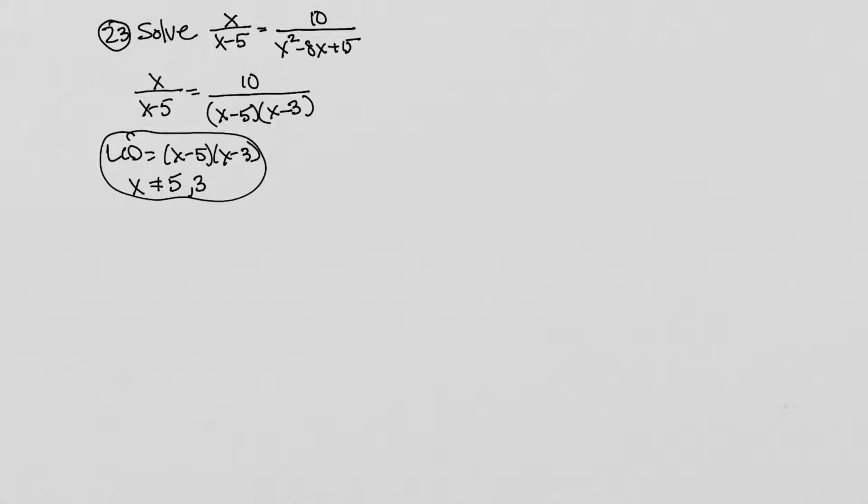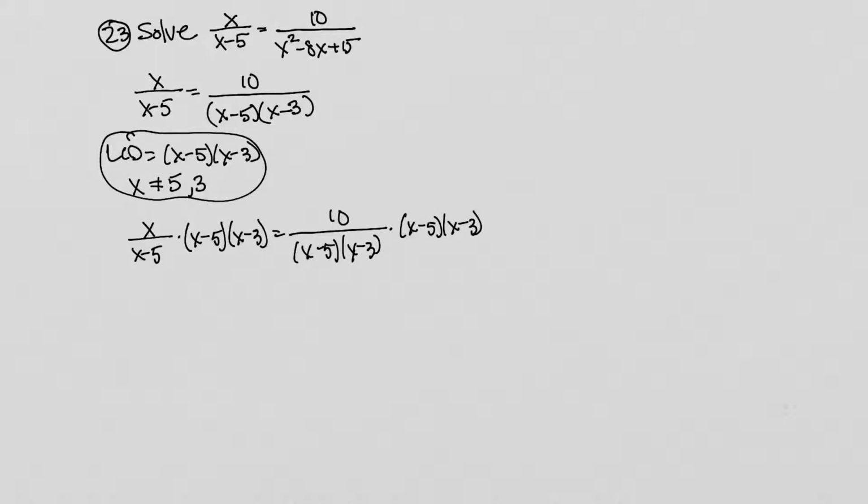Now, let's multiply each one of the original terms by the LCD. I'm going to put the LCD here, and I'm going to put it here. So we will get x over x minus 5 times the LCD, x minus 5, x minus 3, equals the 10 over x minus 5, x minus 3 times the LCD, which is x minus 5, x minus 3.